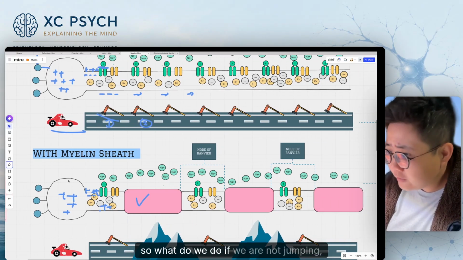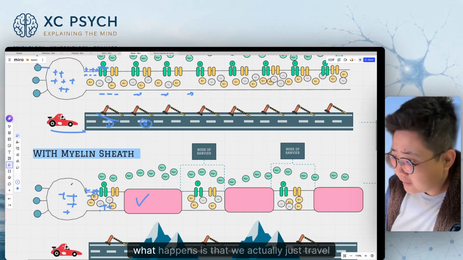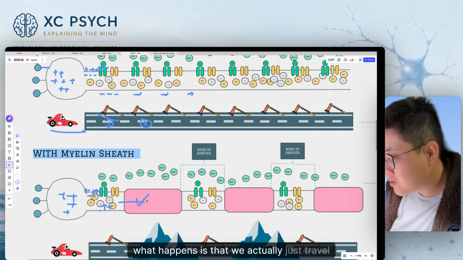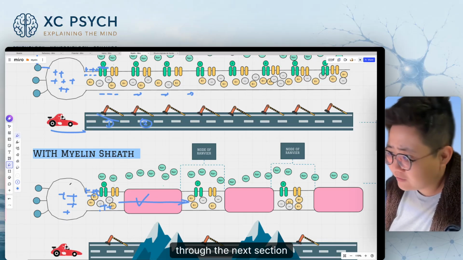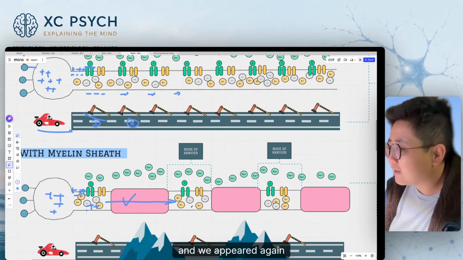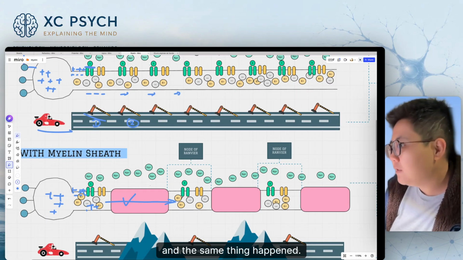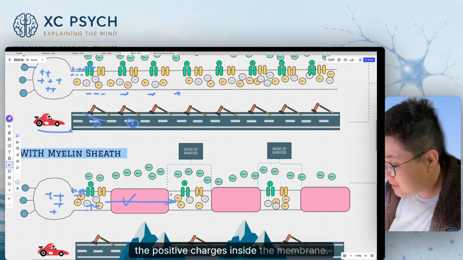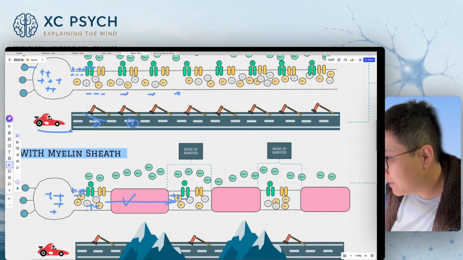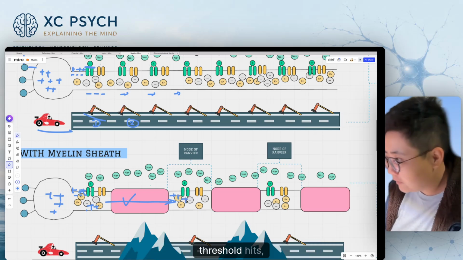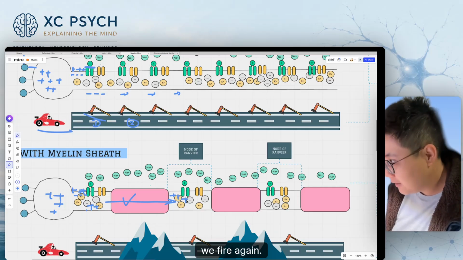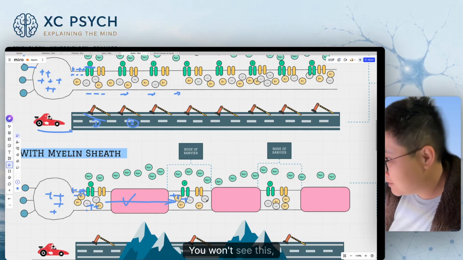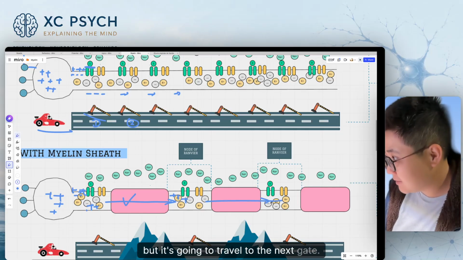So what do we do if we are not jumping? What happens is that we actually just travel through the next section. And we appeared again. And the same thing happened. We increase the positive charges inside the membrane. Positive threshold hits. We fire again. And then you won't see this, but it's going to travel to the next gate.